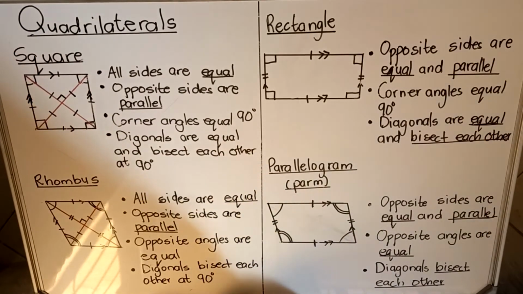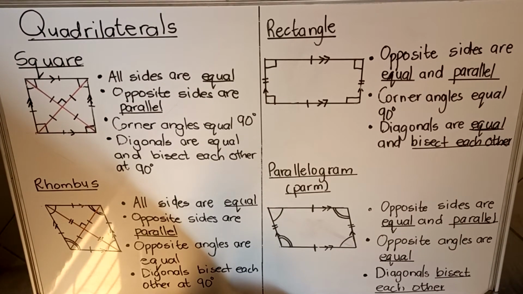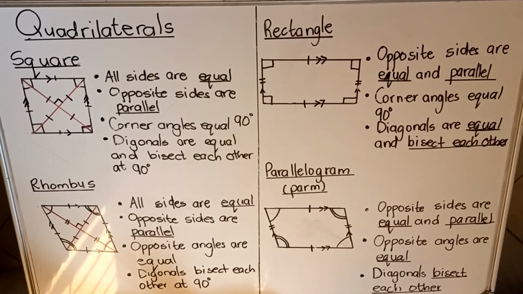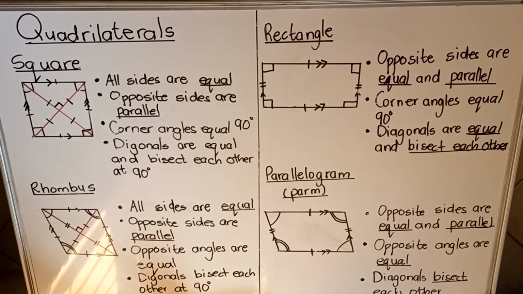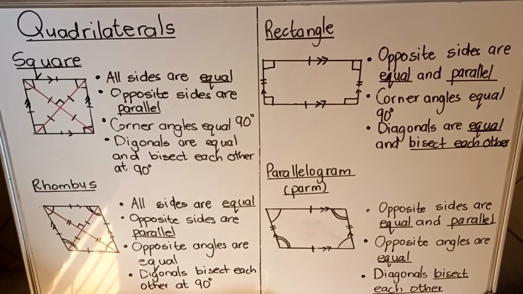This property is the same as that one of a rhombus. Rhombus also, opposite angles are equal, not 90 degrees. And also the rectangle property is the same as the square one. The square angles are 90 degrees. The rectangle angles are 90 degrees.